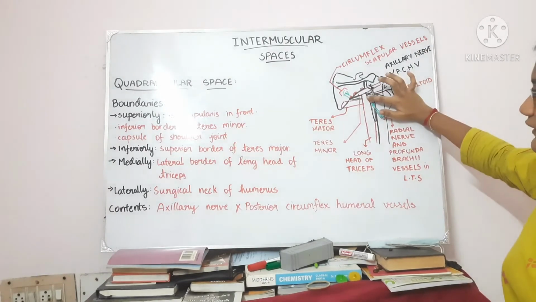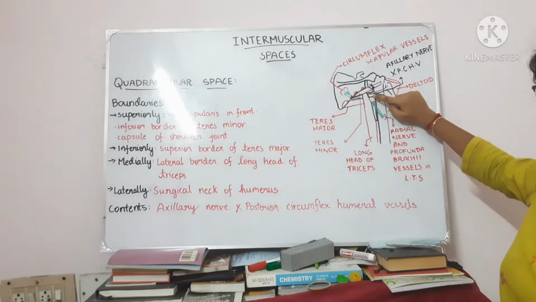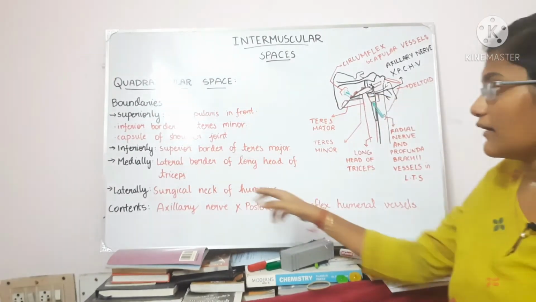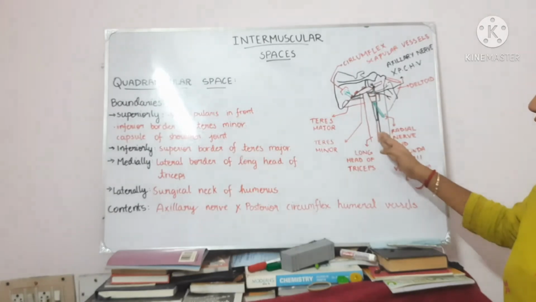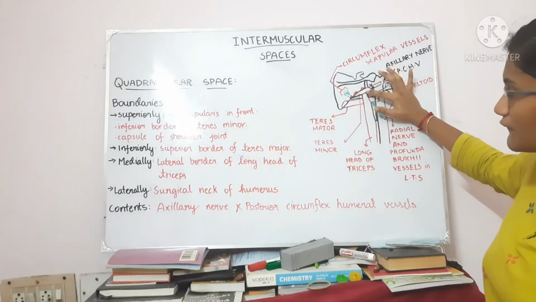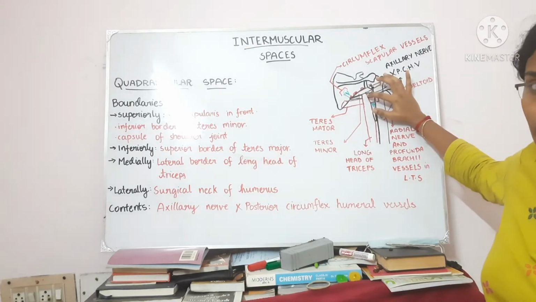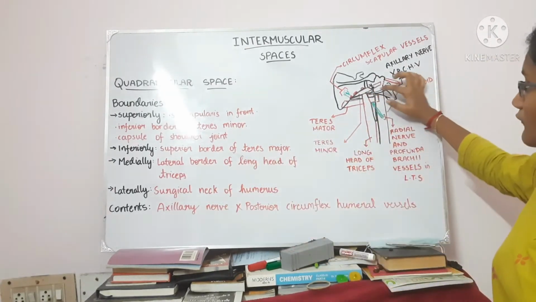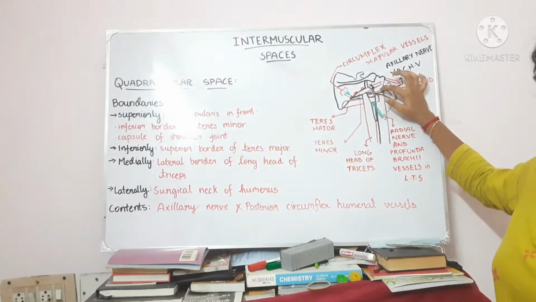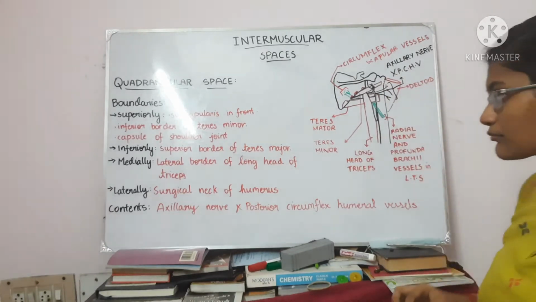As you can see, this is the inferior part and it is bounded by the superior border of the teres major muscle, and then medially it is bounded by the long head of triceps. So this is the long head of triceps. This is the medial border of the quadrangular space. So you can see it is medially bounded by the long head of triceps, and laterally it is bounded by the surgical neck of the humerus. So the surgical neck is over here. So laterally it is bounded by the surgical neck of the humerus.